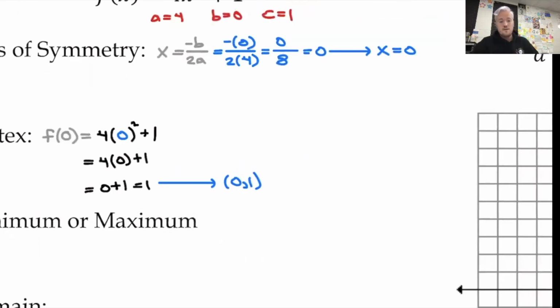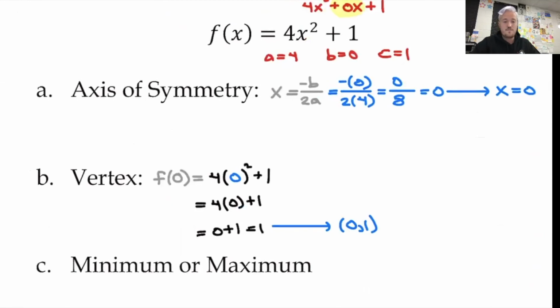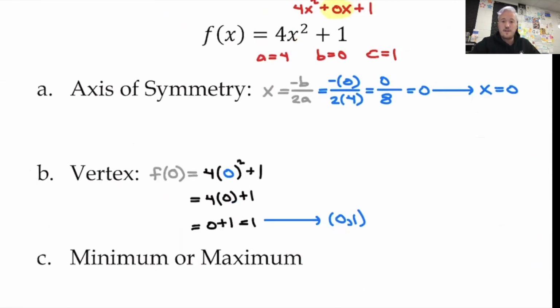All right, so I'm going to look back at my a value. Notice how our a value is positive 4. So remember, if your a value is positive, that means it's going to face up, which means it meets at the bottom, and that means we have a minimum.